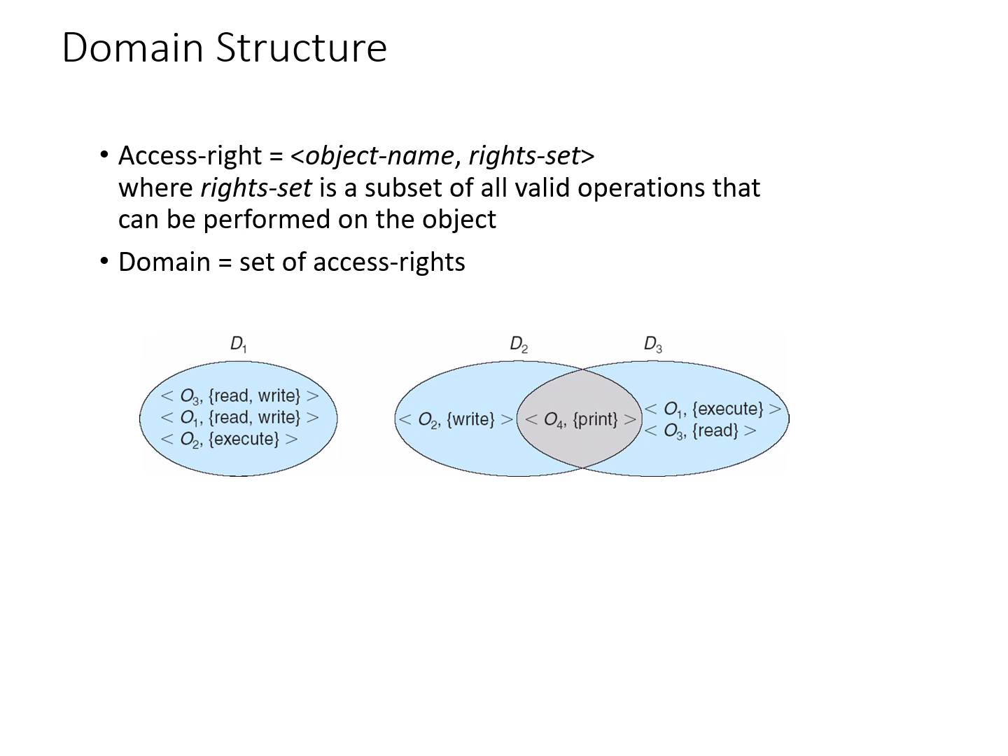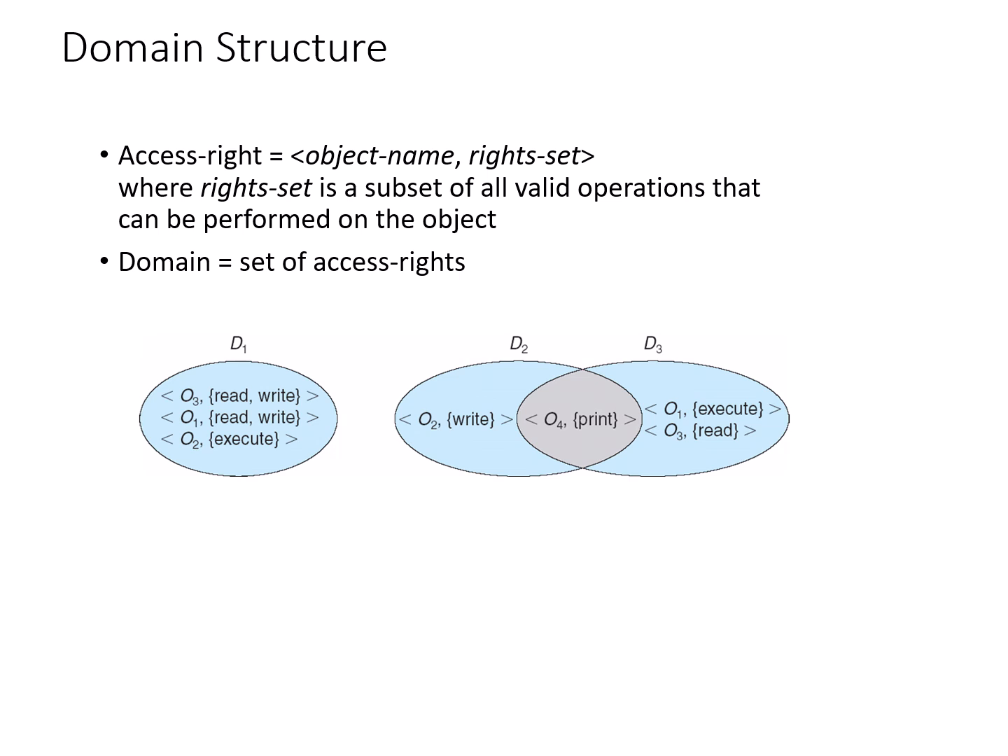Today in this video we are learning about the domain structure in access control. An access right tells us what actions can be done on a resource. It is written as object name and right set. The object name is the resource like a file or a device. The right set is what you are allowed to do, such as read, write, execute or print.